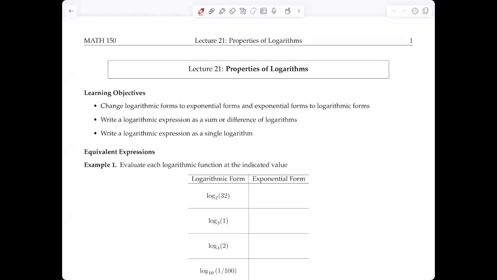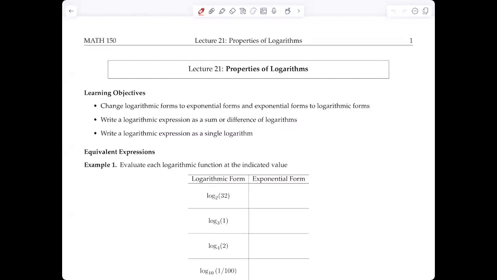All right, so in this lecture, we're going to cover another topic related to logarithms. It's called properties of logarithms. So the learning objective is that we're going to determine the solutions of logarithmic form by changing to exponential form. Okay, so you go back and forth between exponential form and logarithmic form.